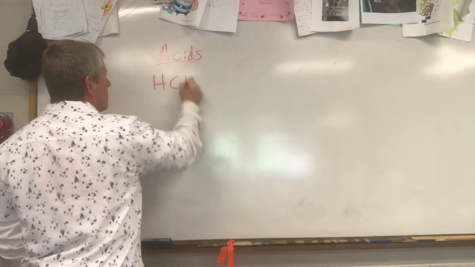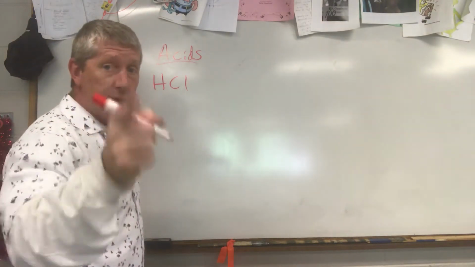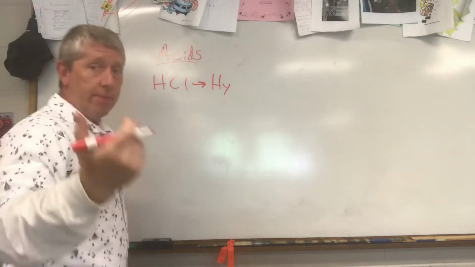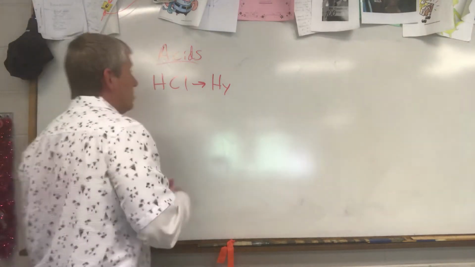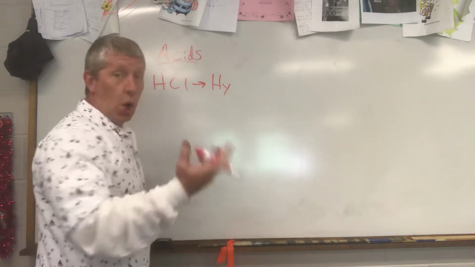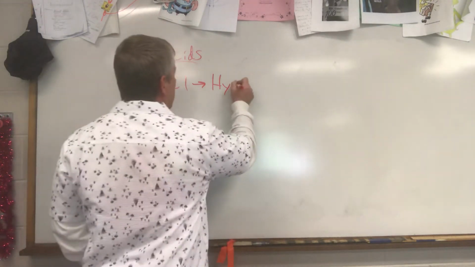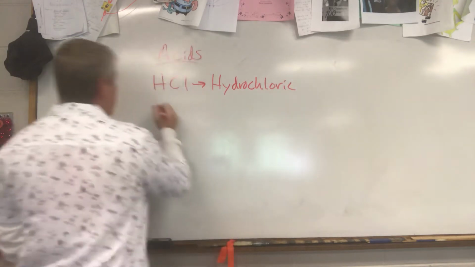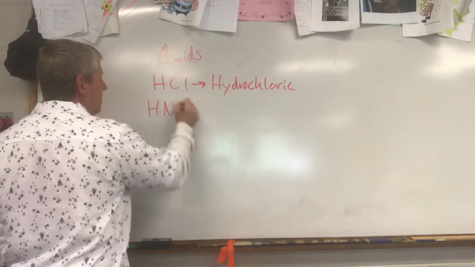HCl. You probably know this one. Hydrochloric, a very common chemistry lab acid. You can actually buy it as muriatic acid at a hardware store. It etches stone. Hydrochloric. Okay, then there's HNO3.